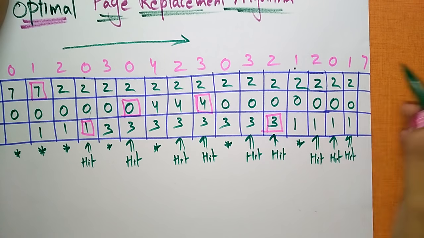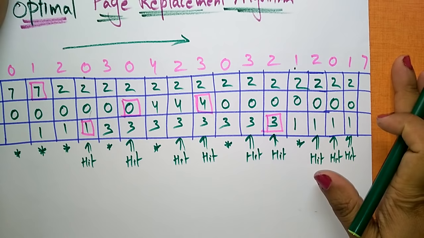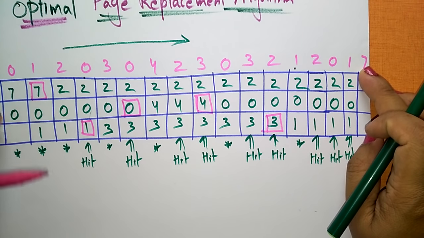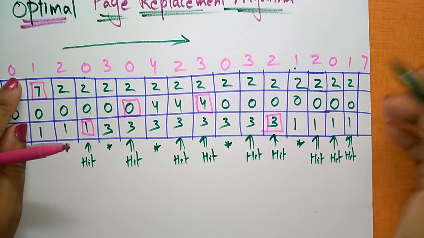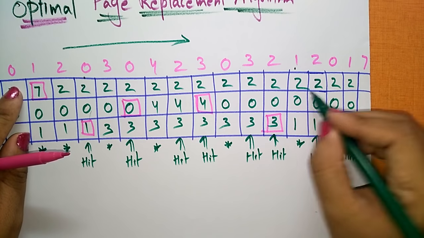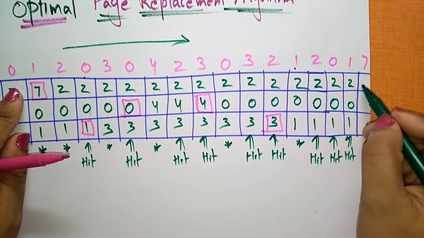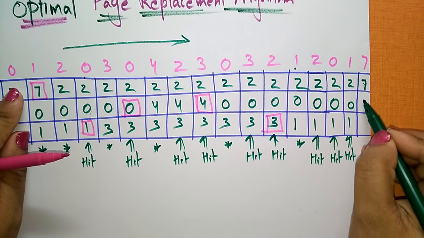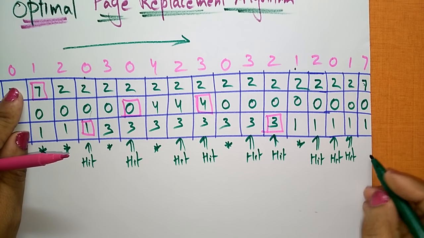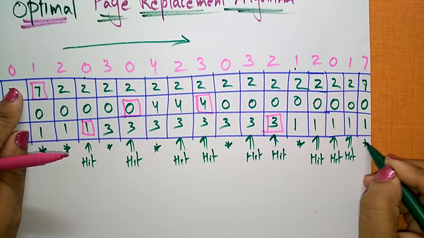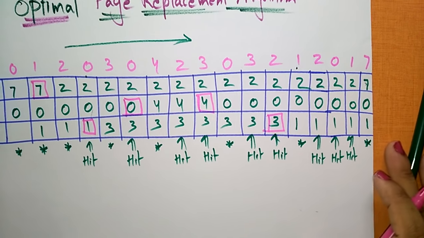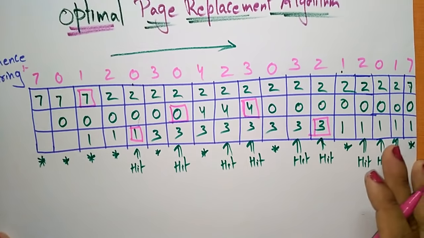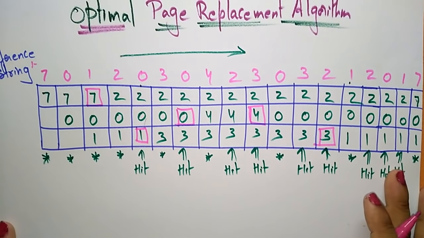Okay. So like this, here it is going like this. Here the next string coming is 1. Or else you just simply replace the item which we are using after so long a time. That is 7, 0, 1. So this is a page fault. Okay. So this is the optimal page replacement algorithm.